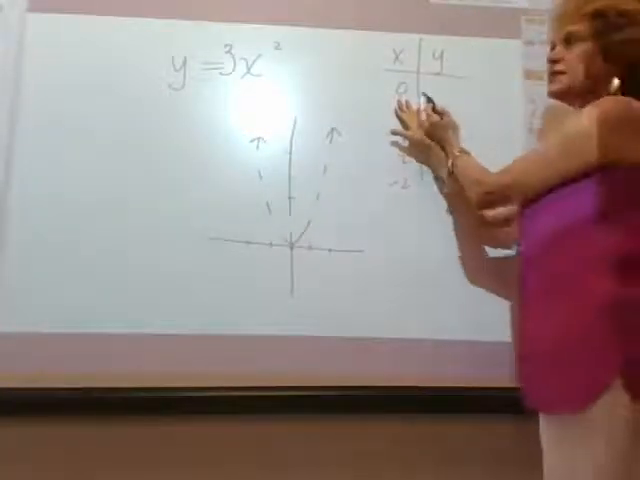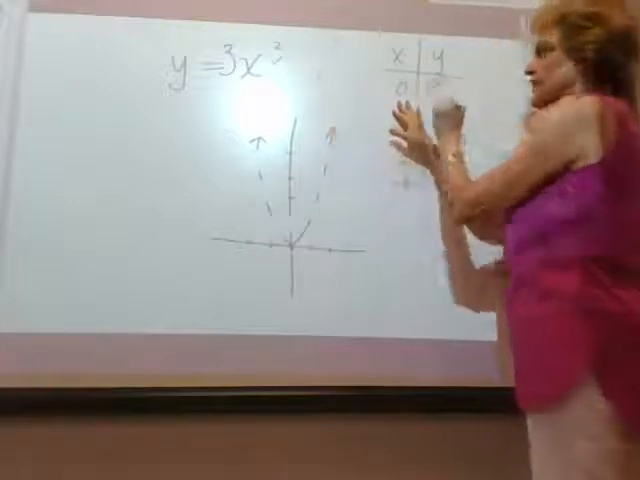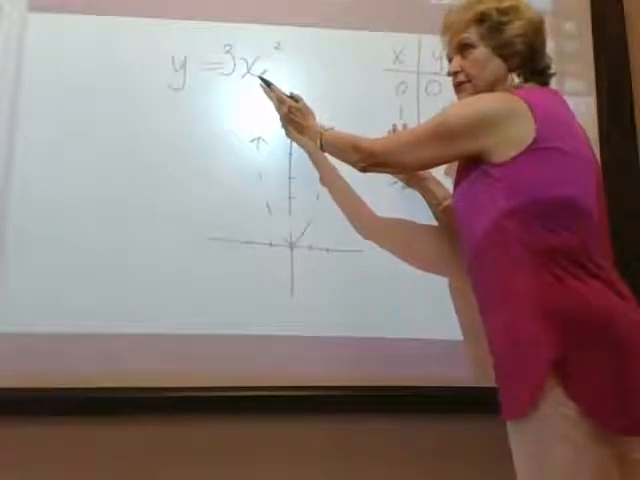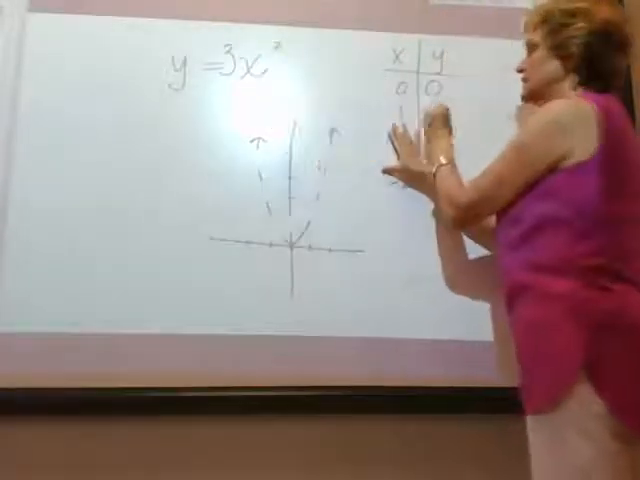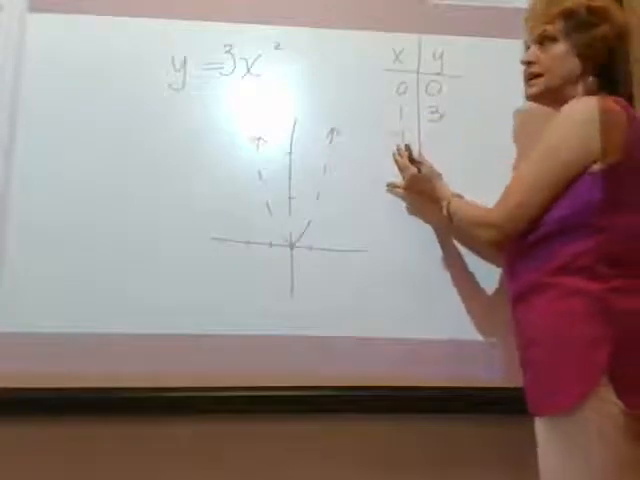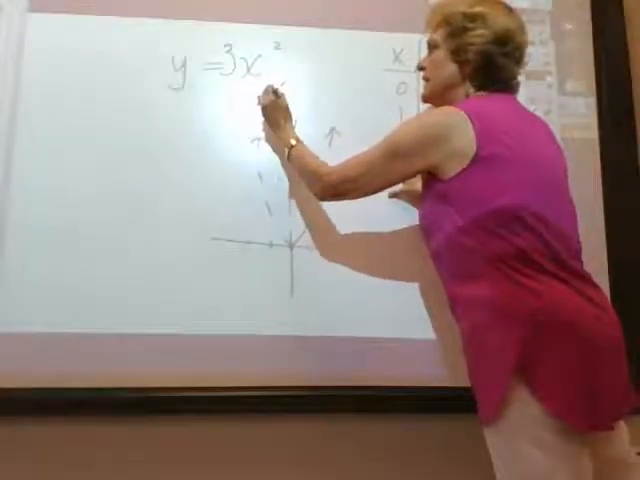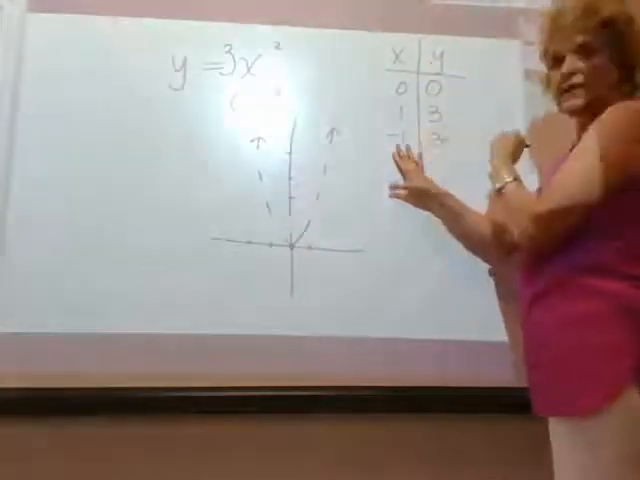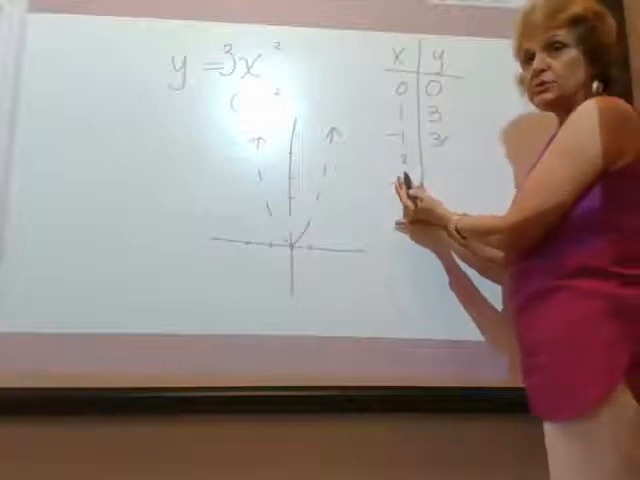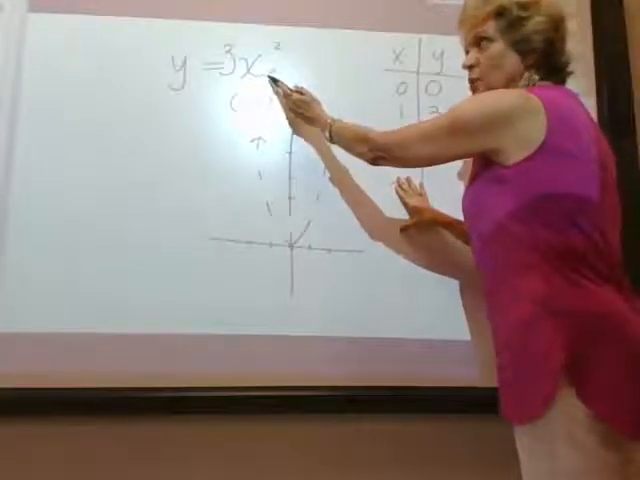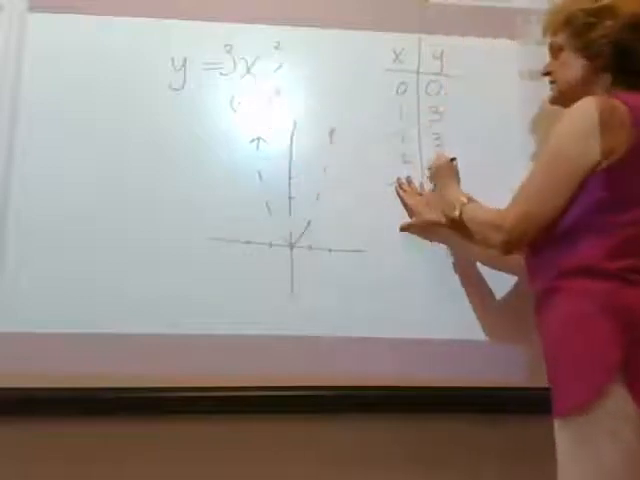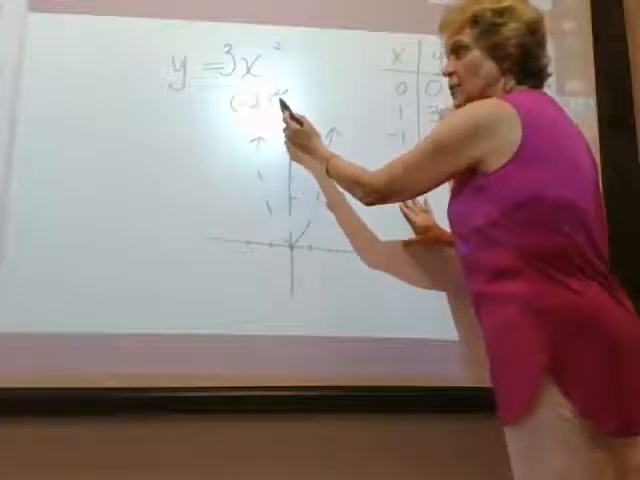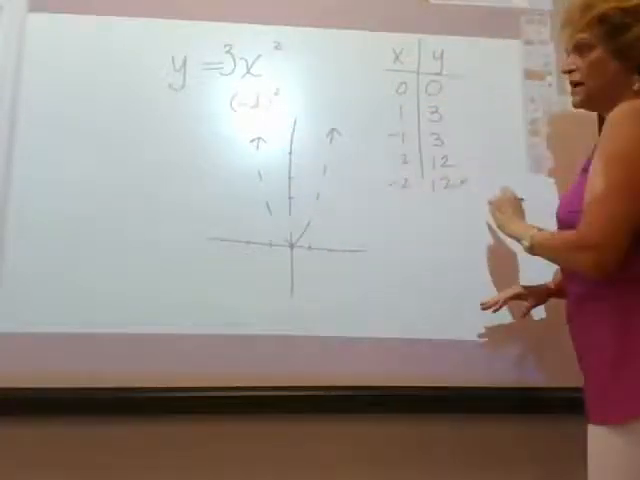If I plug in 0, 0 times 3 is still 0. If I plug in 1, 1 squared is 1 times 3 would be 3. If I plug in negative 1, that means negative 1 getting squared. I do my exponents first. That's 1 times 3, still 3. If I plug in 2, 2 squared is 4. 4 times 3 is 12. Negative 2 squared is 4 times 3, also 12.